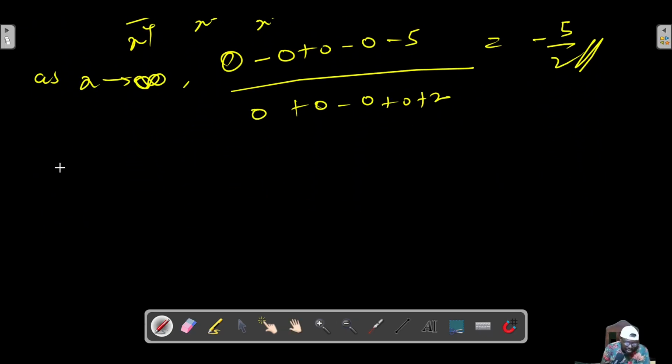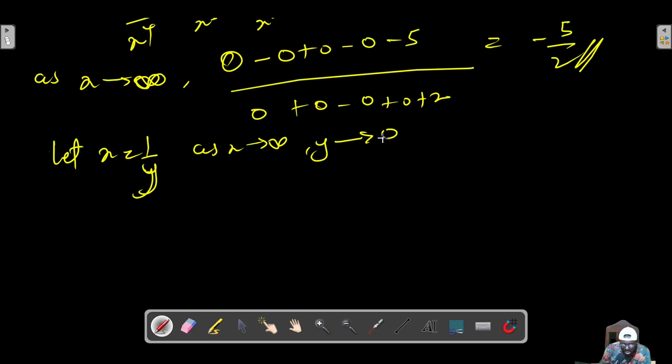Or I won't solve this. Or you can say, let x be equal to 1 over y. So you're introducing a new variable. Now you substitute in 1 over y for x. Then you also find the new limit for the expression containing the y terms. So x is equal to 1 over y. As x approaches infinity, what will be y? y will approach 0. It is clear.